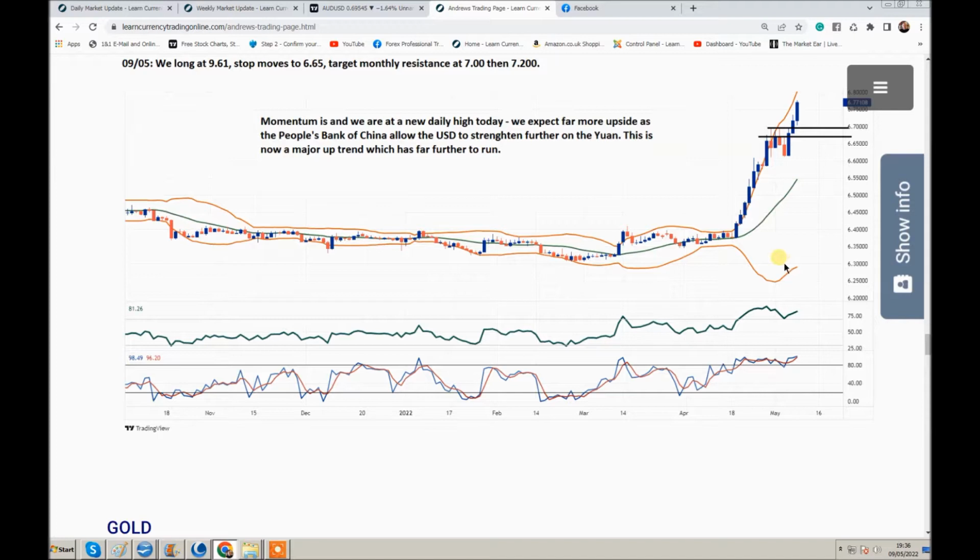Also, that is supportive of the USD generally. China slowing up, the problems, adds to risk aversion, which is bullish for the dollar. Okay, so we expect this to continue its way higher. You can look at the monthly chart yourself, but we reckon 7, then 720.